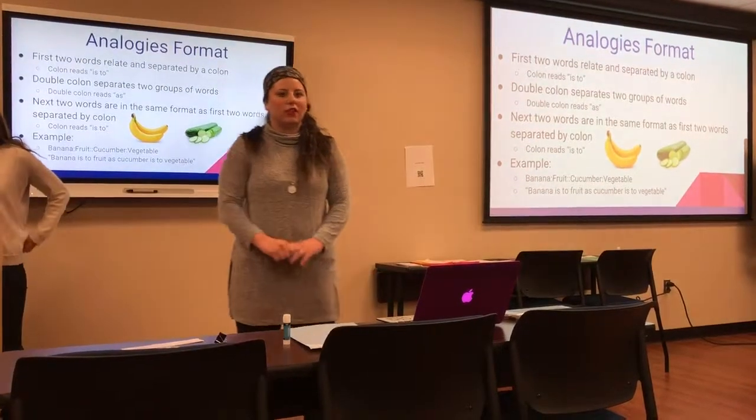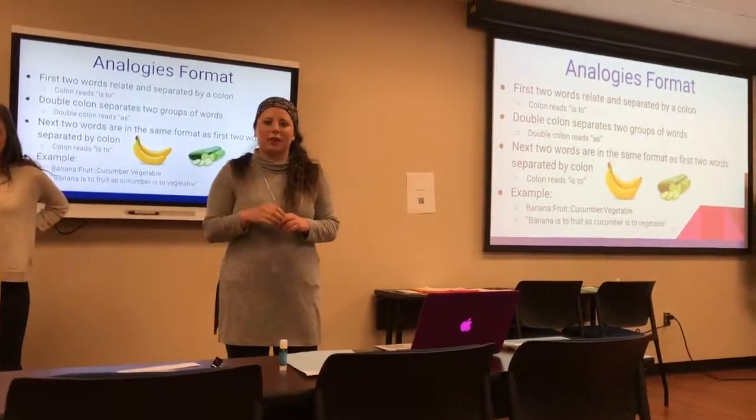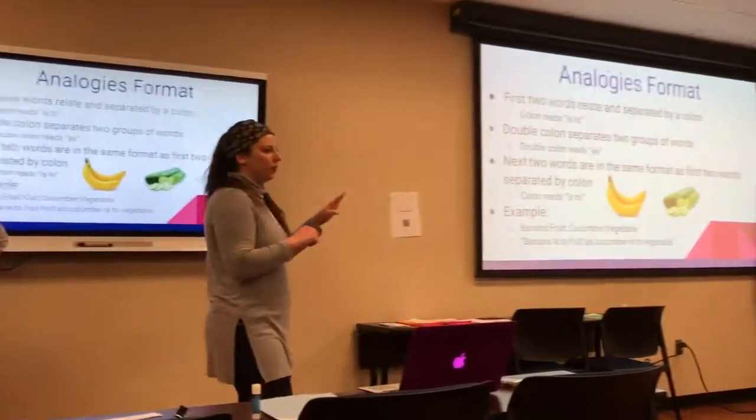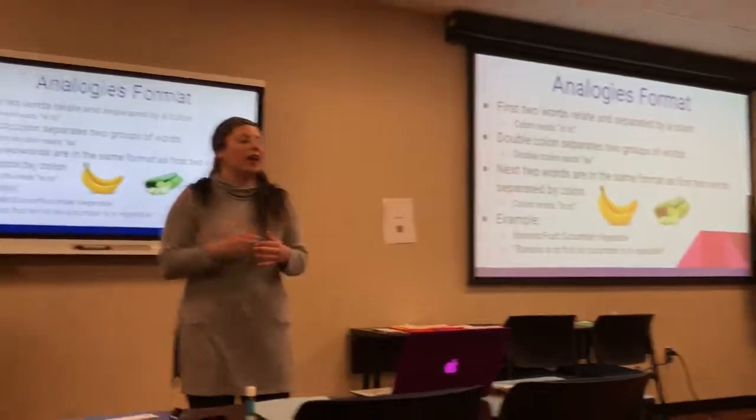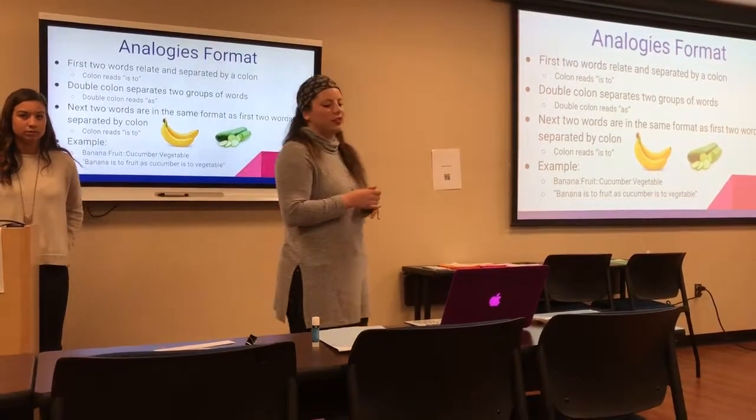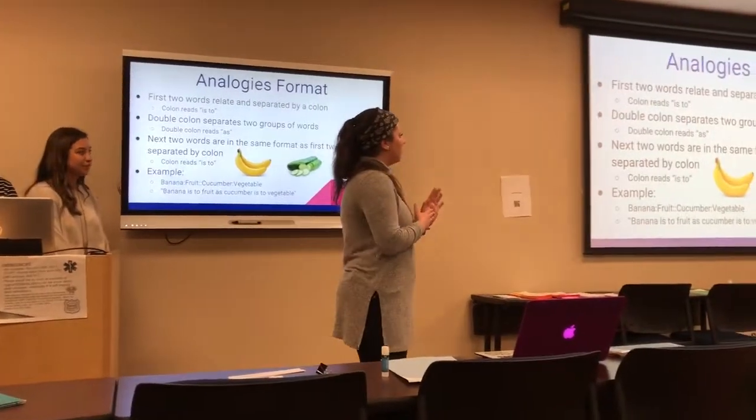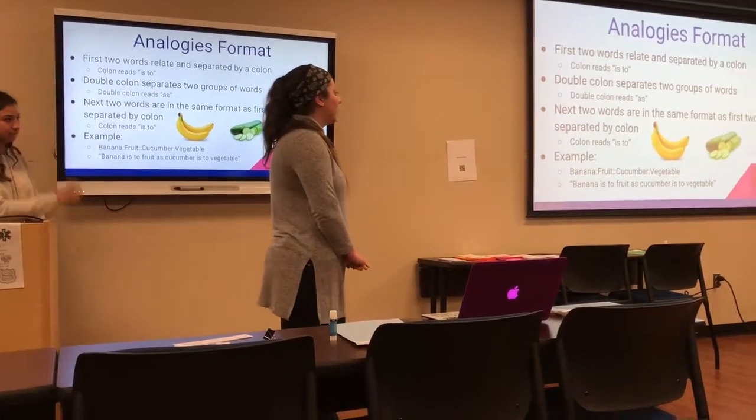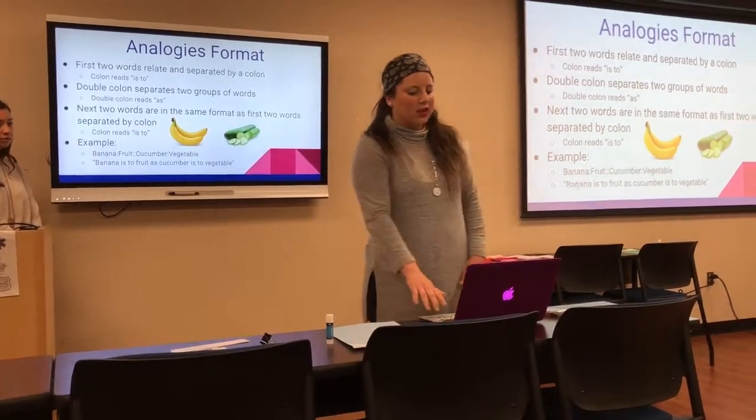So the format is kind of unique in an analogy. The first 2 words, like I said, they relate in a certain way, and they're going to be separated by a colon. The colon reads "is to." So in the example at the bottom, I say banana is to fruit. So that's the first part of the analogy. And then the double colon separates the 2 groups of words, and that's going to read as "as." So banana is to fruit as. And then you're going to give the next 2 set of words, and they're going to be separated by a colon, which represents "is to." So in the below example, it can be the top example, which is just using the colons, or it can be read as banana is to fruit, as cucumber is to vegetable. So that's kind of the format of analogies.